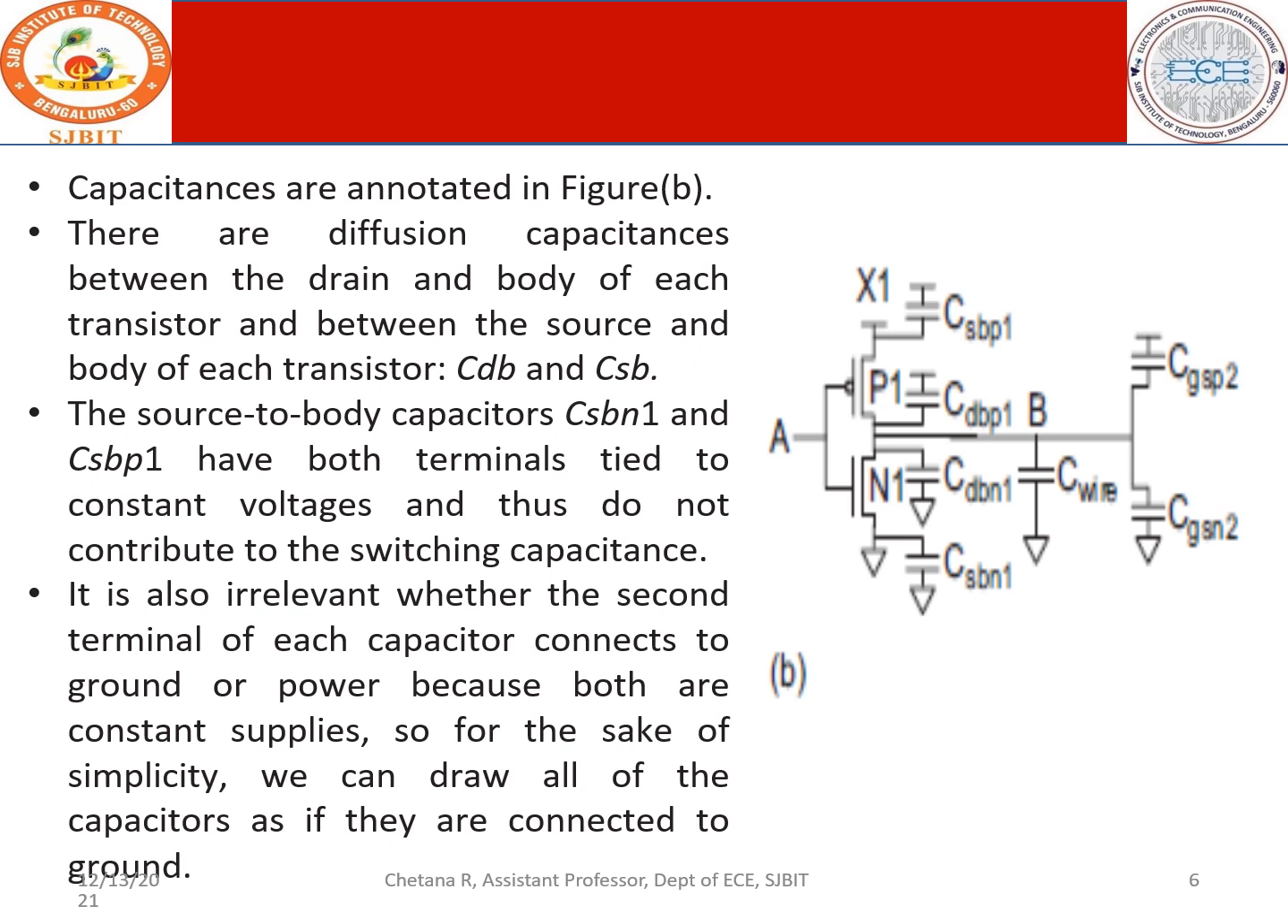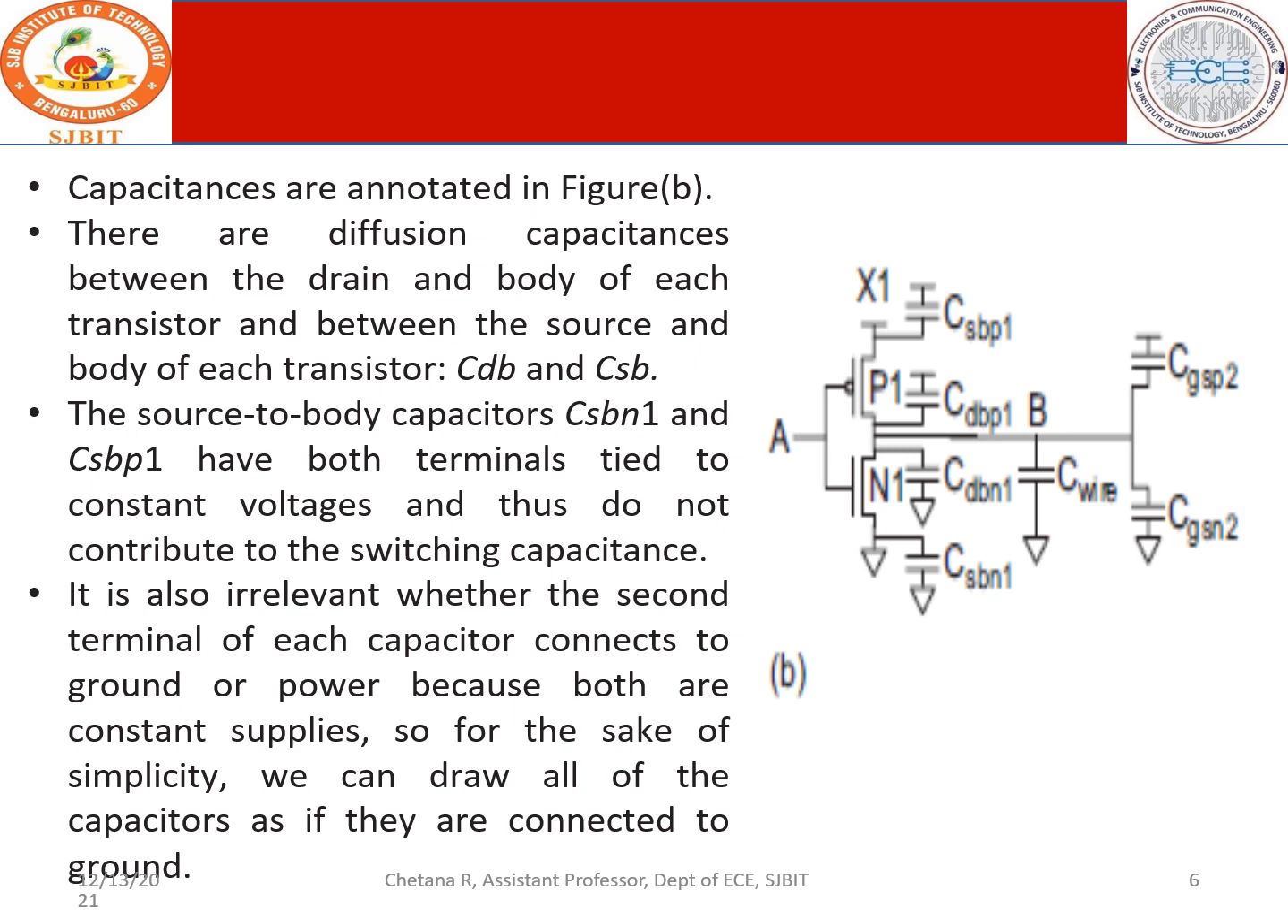There are diffusion capacitances between the drain and the body of each transistor, and between the source and body of each transistor, CDB and CSB. B here is called the body. The source to body capacitances have terminals tied to constant voltages, and so they do not contribute any switching. And one more thing, please observe, in the PMOS, whatever capacitances we have are connected to VDD because this is the pull-up network, whereas in your NMOS they are connected to ground because they are the pull-down network.